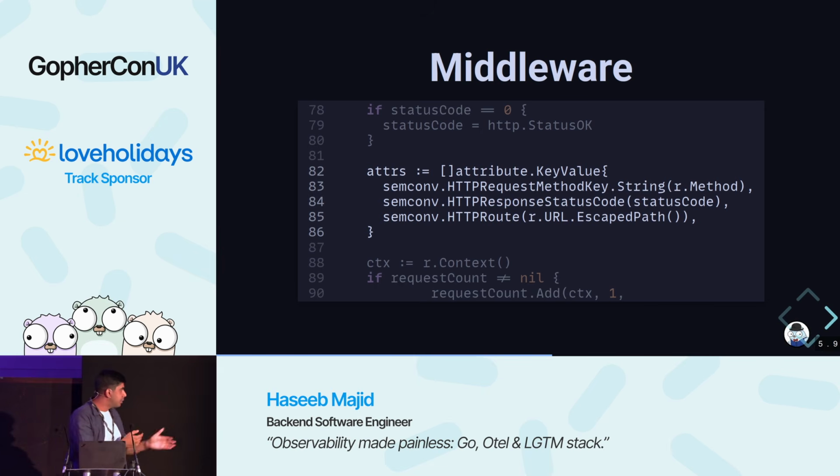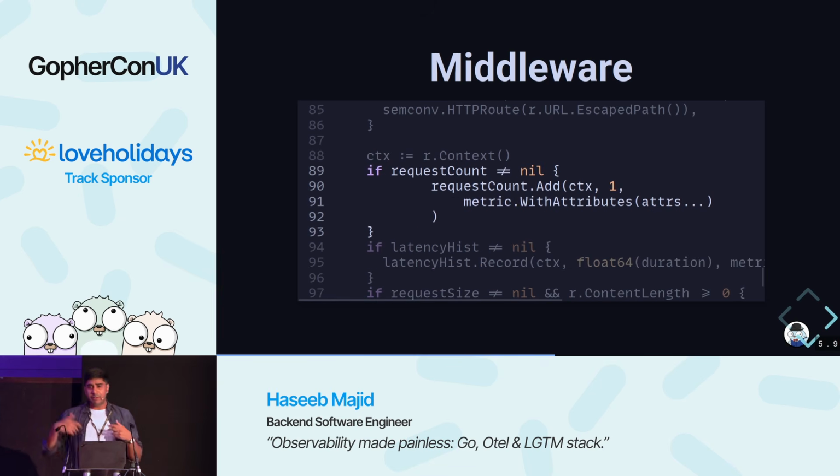And then obviously the route, because maybe we want to look at how many requests each of our routes or HTTP endpoints are receiving, right? And then finally, every time we receive a request, we're just going to increment it by 1, and then as a functional option, we just pass those attributes so that they can be added in.